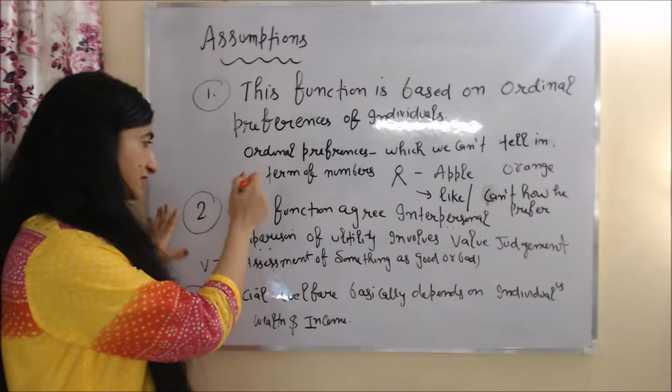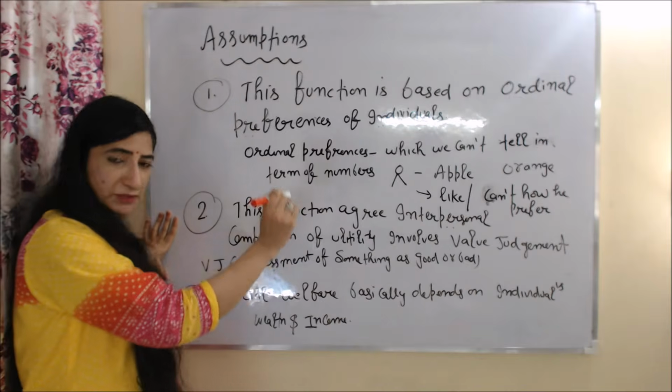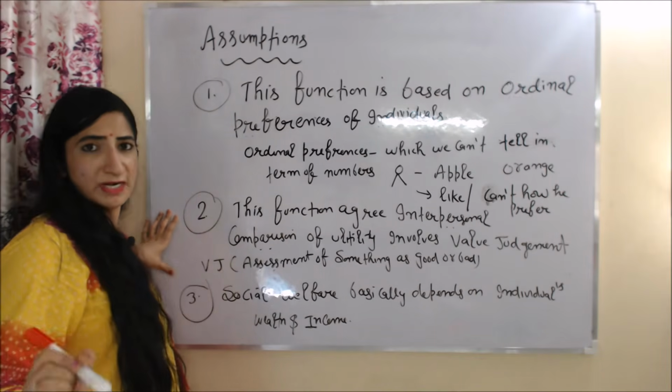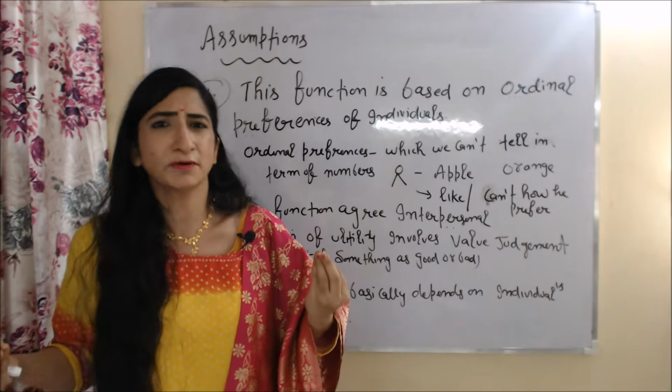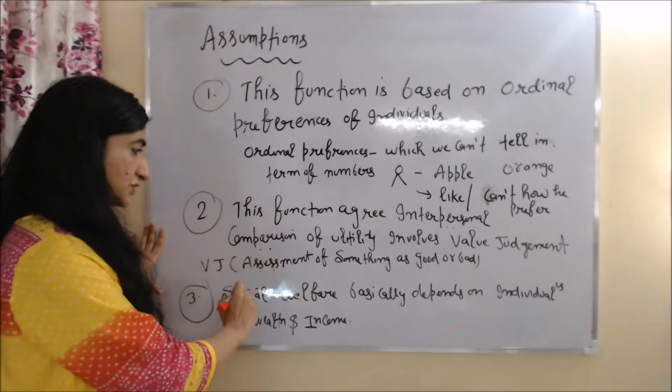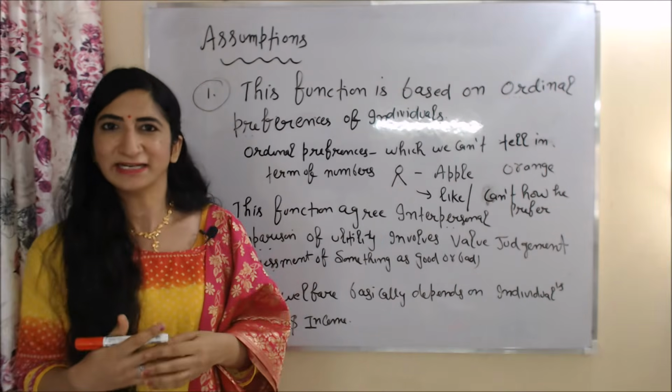And second assumption is this function agrees interpersonal comparison of utility involves value judgment. As we know, value judgment is assessment of something as good or bad. And third assumption is social welfare basically depends on individuals' wealth and income.